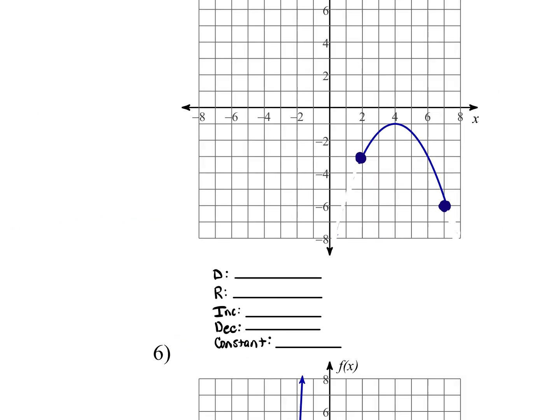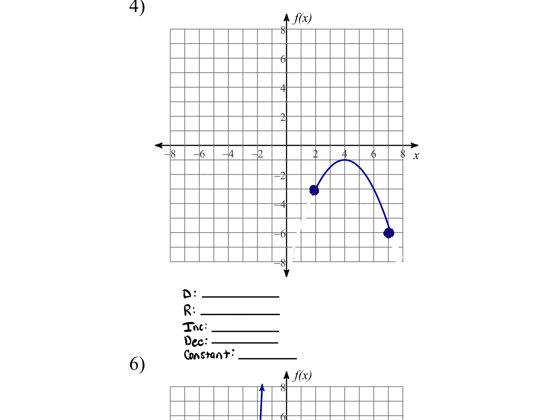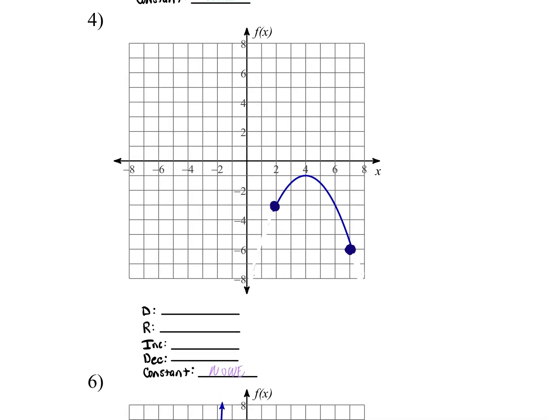All right, let's look at the next one. What can I put no to? Constant. There's no constant. What is my domain? 2 to 7. How'd you get that? Left to right. 2 to 7. Good. Left to right. What is the range? -6 to -1. Agree or disagree? -6 to -1. Look, the lowest this goes is -6. The highest it goes is -1.